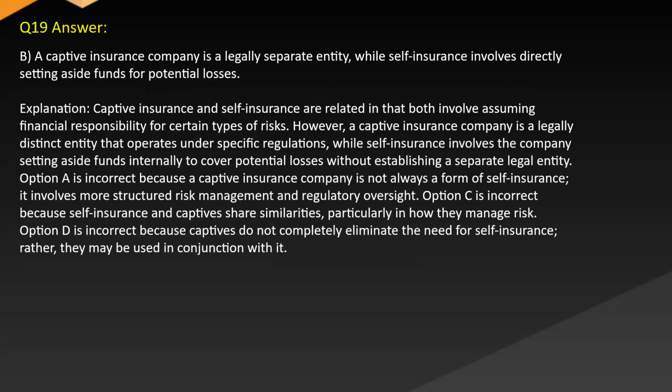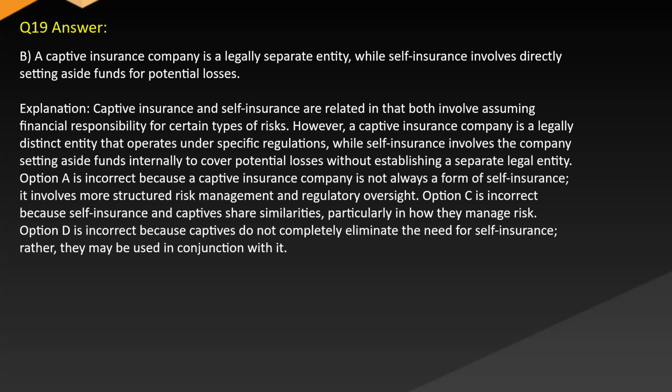Answer: B. A captive insurance company is a legally separate entity, while self-insurance involves directly setting aside funds for potential losses. Explanation: Captive insurance and self-insurance are related in that both involve assuming financial responsibility for certain types of risks. However, a captive insurance company is a legally distinct entity that operates under specific regulations, while self-insurance involves the company setting aside funds internally to cover potential losses without establishing a separate legal entity.